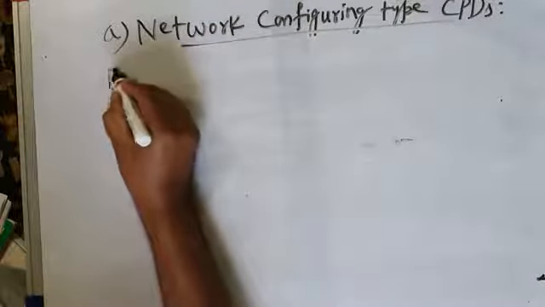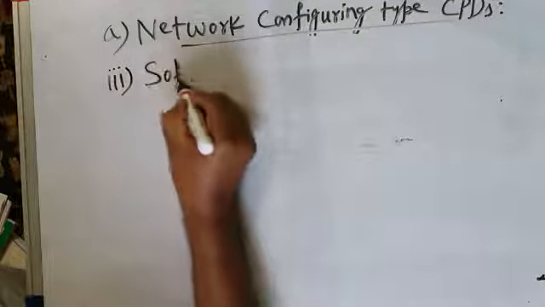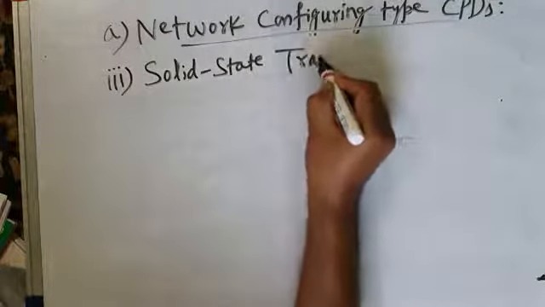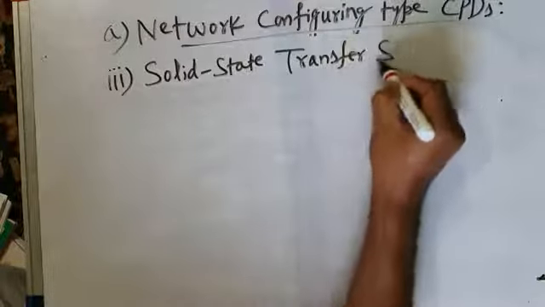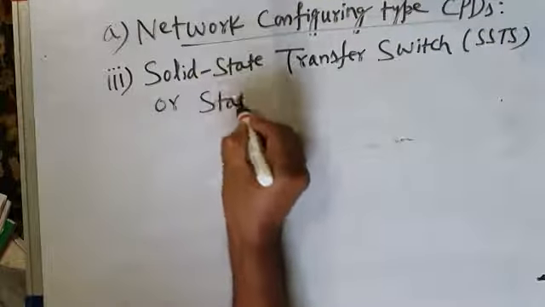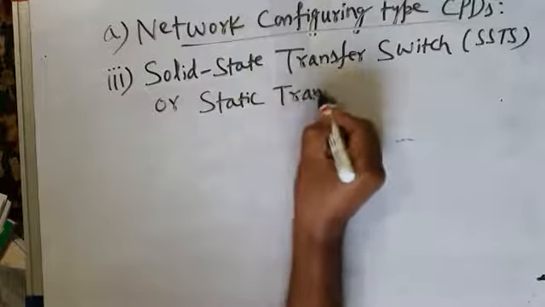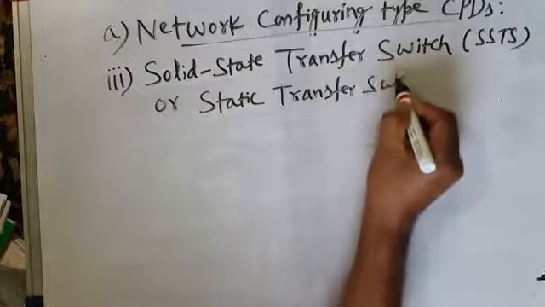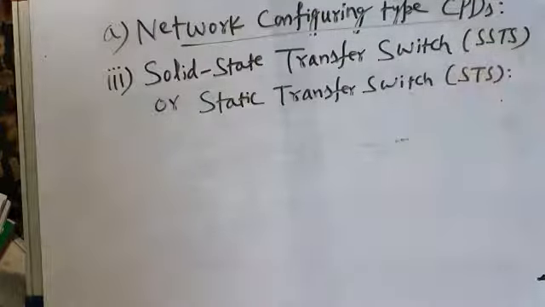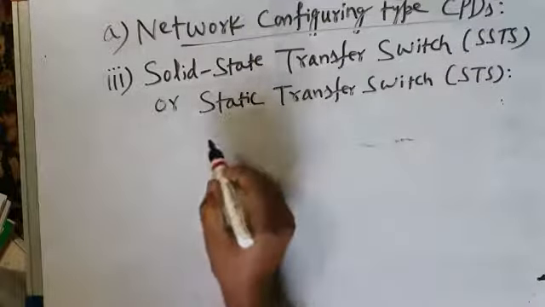And the third type of network configuring type, CPD, is the solid state transfer switch, SSTS, or it is also called static transfer switch, STS. You can call it SSTS or STS. Means one and the same thing. So it is something like this.